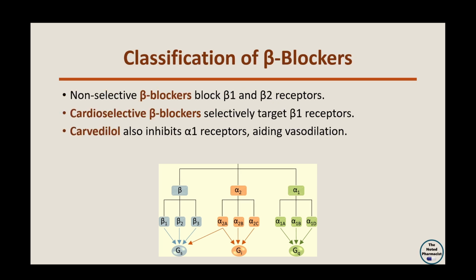Beta blockers are pharmacological agents that inhibit beta-adrenergic receptors, classified into non-selective and cardioselective types. Non-selective beta blockers, like propranolol, target both beta-1 and beta-2 receptors, while cardioselective agents, like atenolol, primarily block beta-1 receptors.